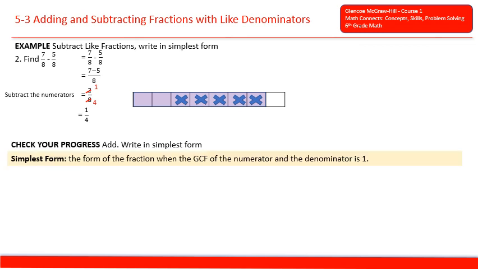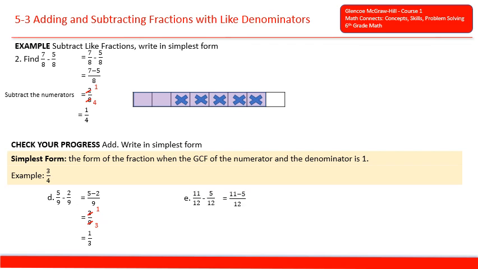And check your progress. And we're going to leave it in simplest form. And if we have 5/9 minus 2/9, we'll put 5 minus 2 over 9. And if we subtract that, we get 3/9. And hopefully you see that 3 and 9 have a common factor of 3. So we can divide 3 by 3 and 9 by 3, and we'll get 1/3.